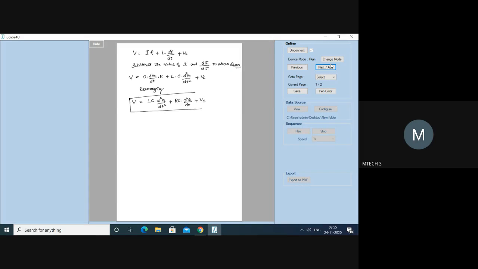Now, if you observe, the first term also consists of VC, correct? The second term also has VC, the third term also has VC. So this is the relationship between input V and output VC, which is a second order differential equation. Is it clear? Got it now? Yes, sir.